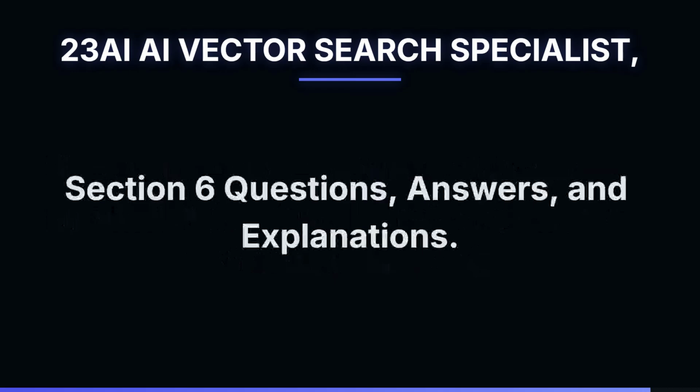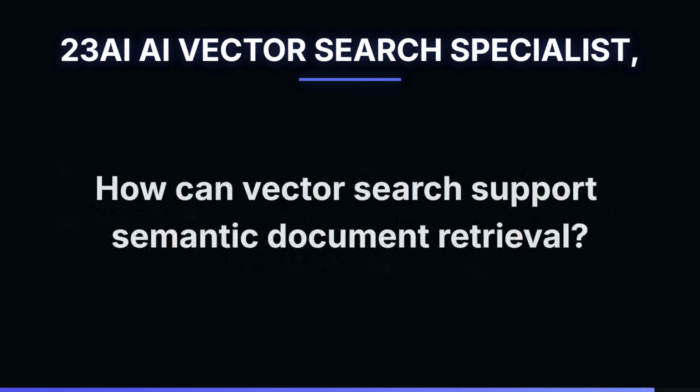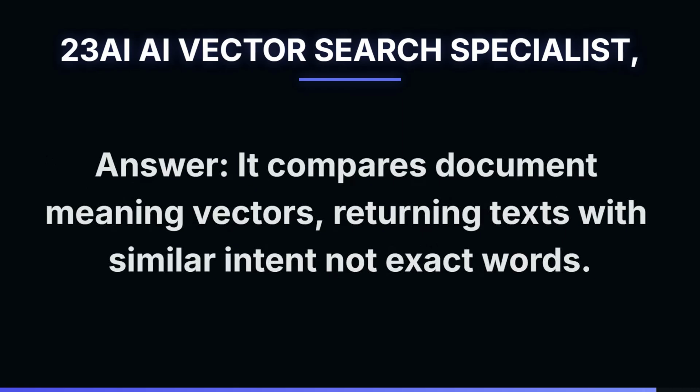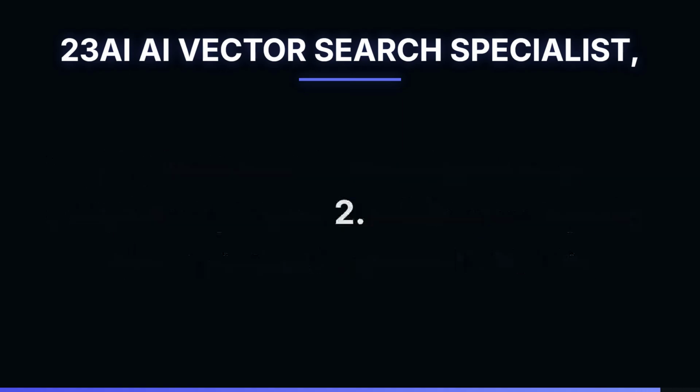Section 6 Questions, Answers, and Explanations. 1. How can vector search support semantic document retrieval? It compares document meaning vectors, returning texts with similar intent, not exact words. Semantic vectors capture context, enabling retrieval beyond simple keyword matching.